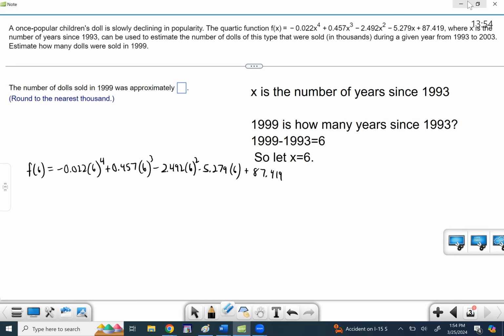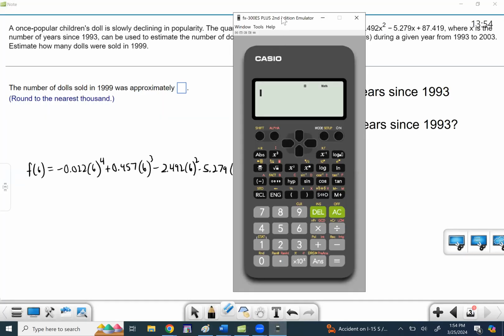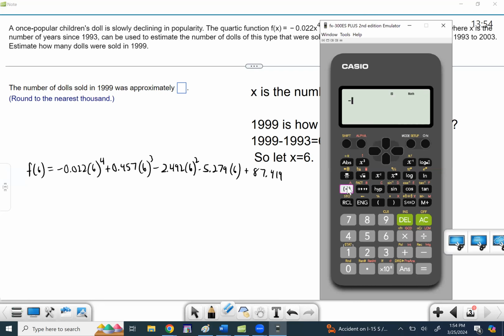I don't even have it open, so let me go get that open right now. Click on that. Trying to type it in without making a mistake. Boy, this is an ugly function. Hopefully I copied everything down right. Okay, let's see. 0.022 parentheses 6 to the 4th, and then plus 7 parentheses 6 to the 3rd, minus 2.4 and 2 parentheses 6 squared, 36, and then minus 5.279 times 6, and then plus 87.419. If I get this right on the first try, I'll be shocked. I'm really terrible with the calculator.